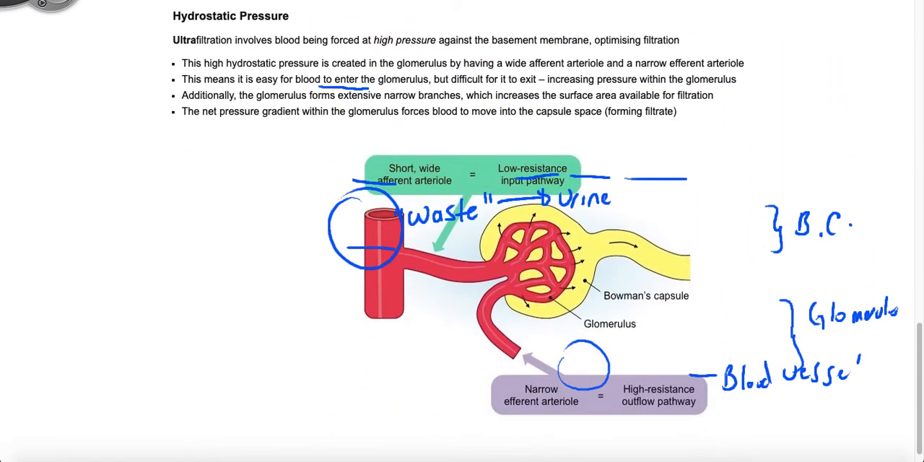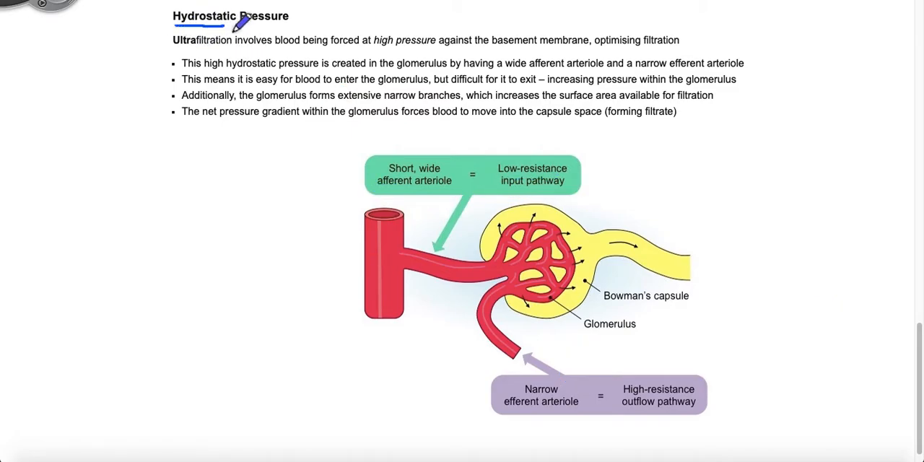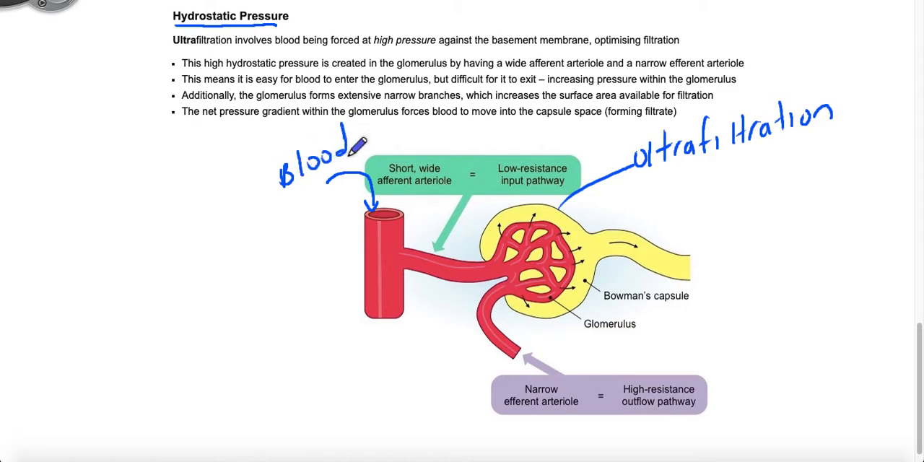All right, the other thing that you need to know is the understanding of this hydrostatic pressure within the Bowman's capsule. So again, remember, ultrafiltration is happening within the Bowman's capsule. And the reason why this can happen is because blood is coming in through the afferent arteriole at a high hydrostatic pressure. So high pressure. So high hydrostatic pressure.